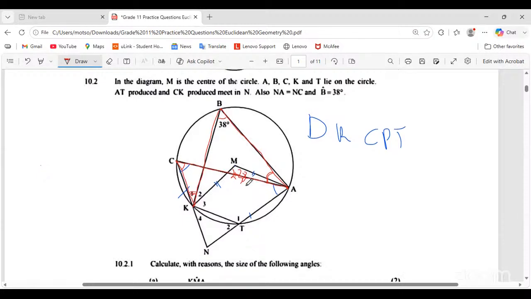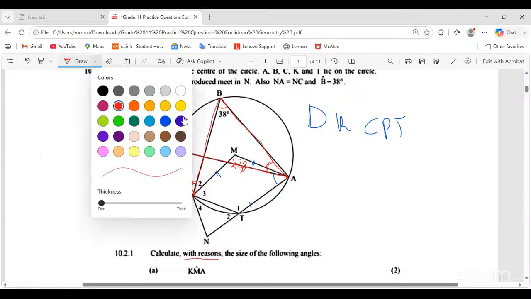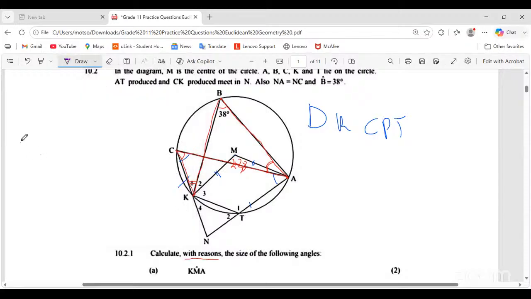Let's quickly go to the questions and see what we are required to find. Now, calculate with reasons the size of the following angles, right? With reasons. Remember, if you don't provide the reasons, you won't get the full marks. So you have to provide the statement and the reasoning that supports the statement that you just mentioned. So now we want to find the angle of KMA.